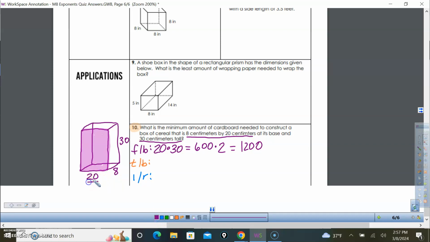And I'm going to underline the 20 and the 30 so I know I use each of those one time. I am then going to do the top and the bottom. So I'm going to highlight the bottom here in orange. And I can really easily see the bottom is 20 by 8. So I'm going to underline each of those. Multiply 20 times 8 to get 160, and that's just the bottom. So we multiply by 2 to get the top is 320.